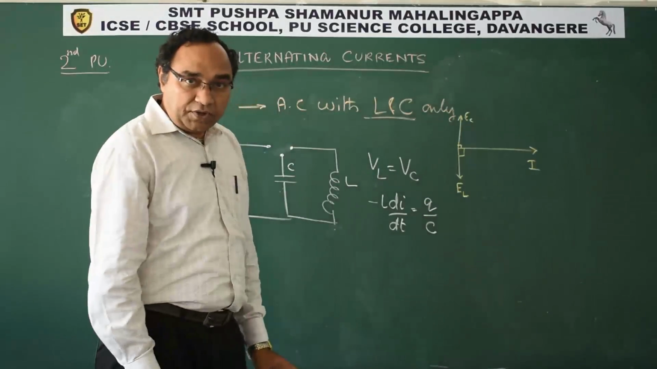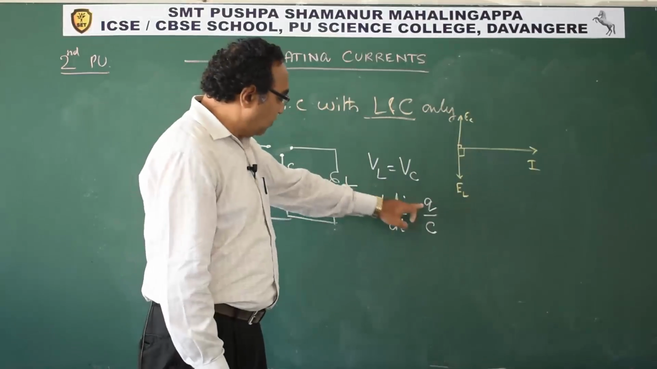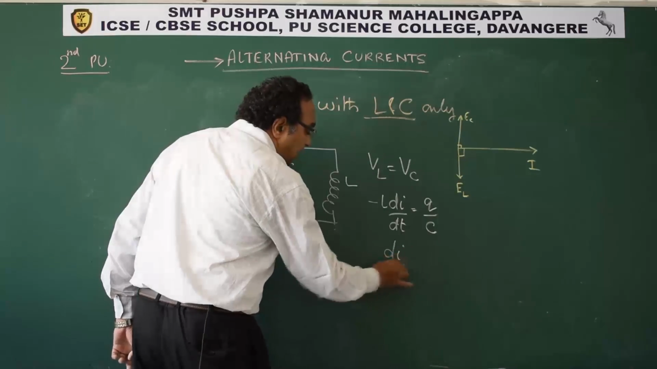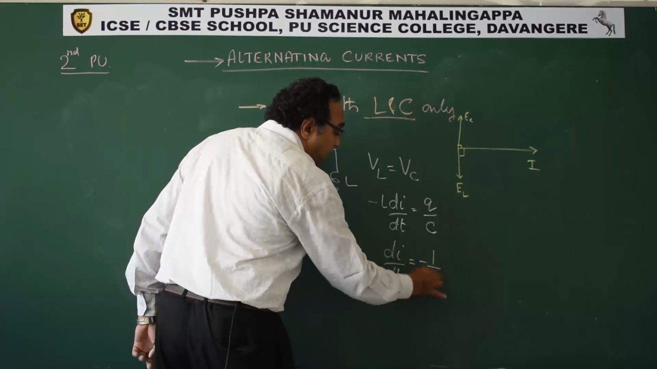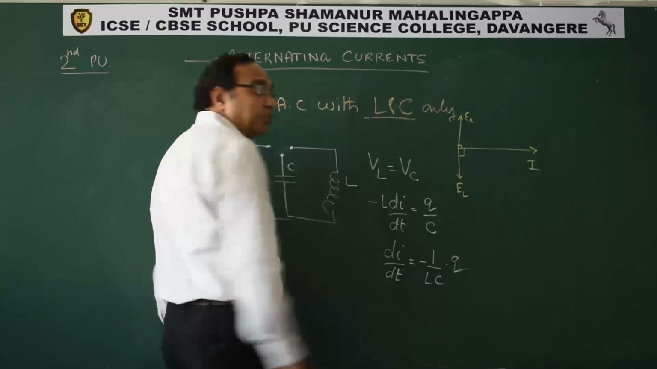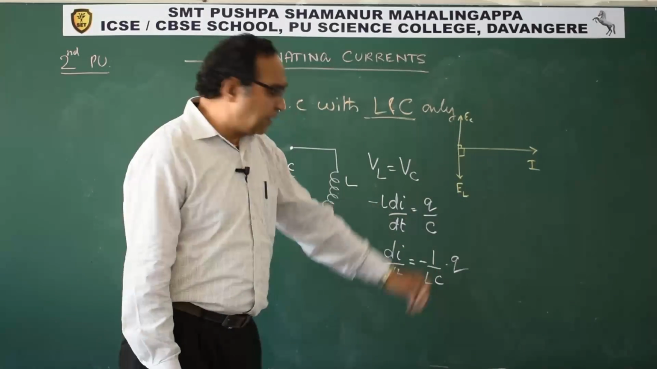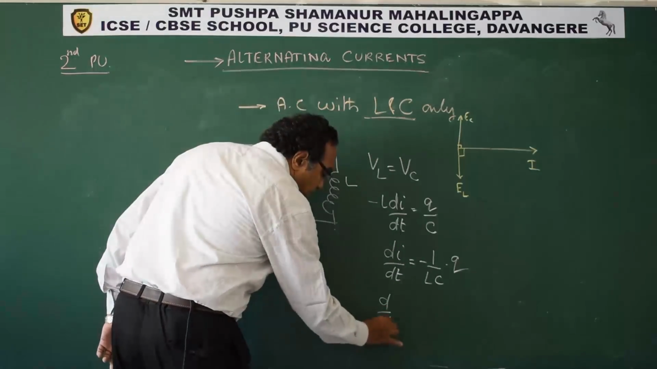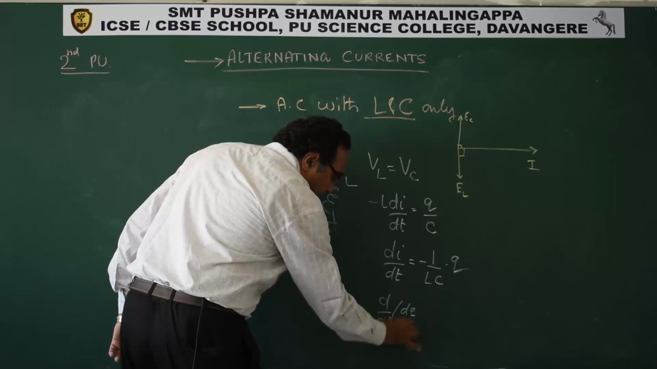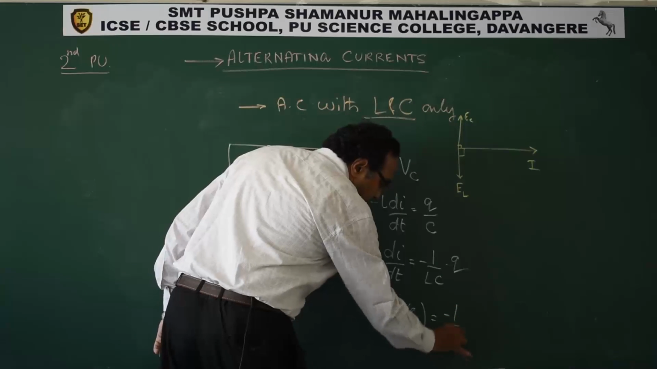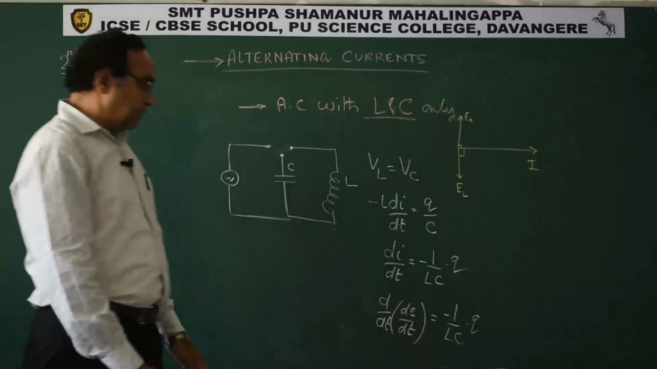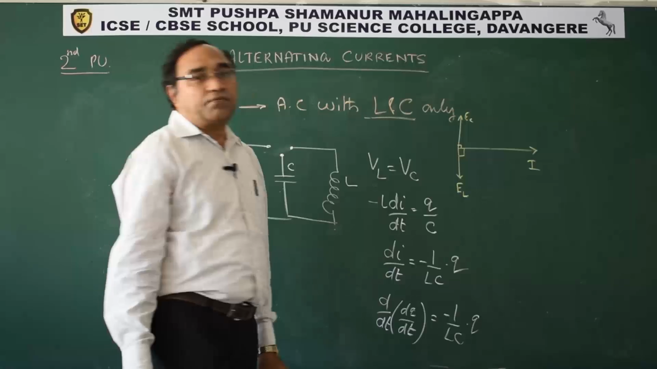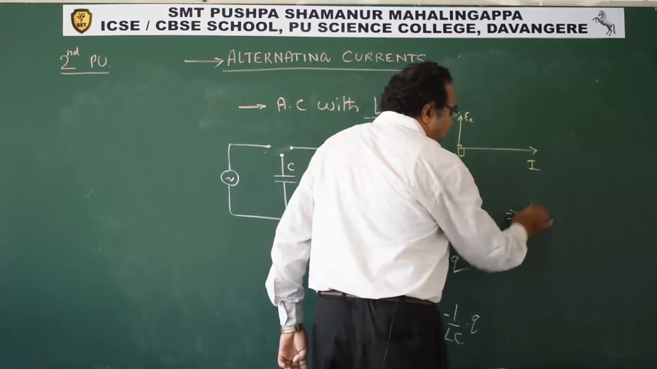Q is equal to C into V. You have done this in capacitors. So V will be what? Q by C. Now see what we can write. di by dt is equal to minus 1 by LC into Q. Correct? By simply rearranging the terms. What is I? I can also be written as dq by dt. So this is minus 1 by LC into Q. So what is d by dt of dq by dt? Second derivative of charge. So what we got?